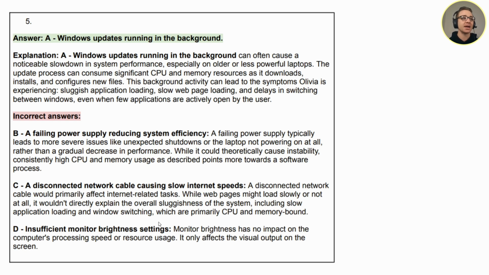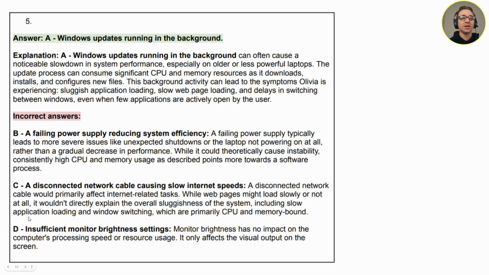So let's investigate. The next one, a failing power supply. That's not necessarily going to reduce system efficiency. It's generally going to result in your computer turning off because it doesn't have enough power, right? The next one, a disconnected network cable. If your cable is disconnected, you're not going to have slow system performance. You're going to have zero internet access. That's what you're going to have there.